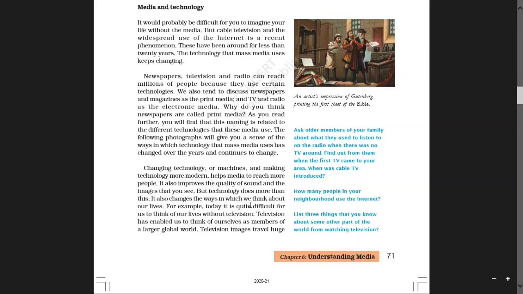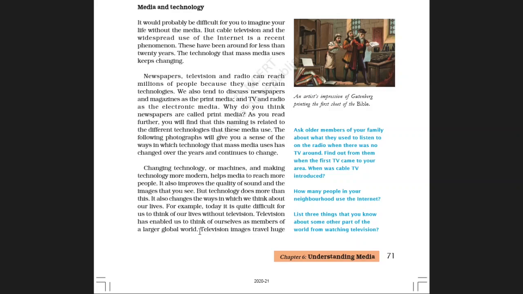For example, today it is quite difficult for us to think of our lives without television. Without television programs, remaining at home is quite difficult. Television has enabled us to think of ourselves as members of a larger global world.